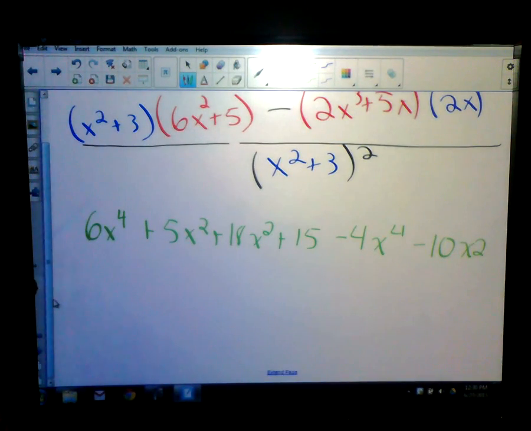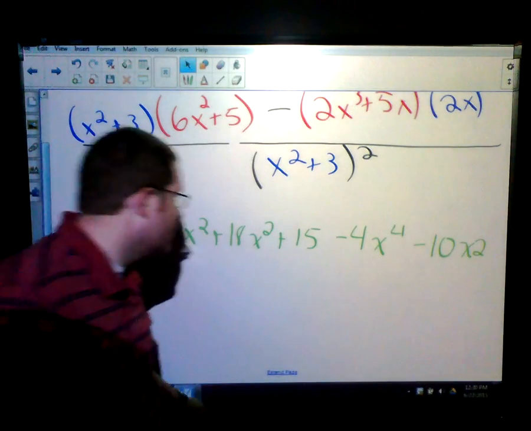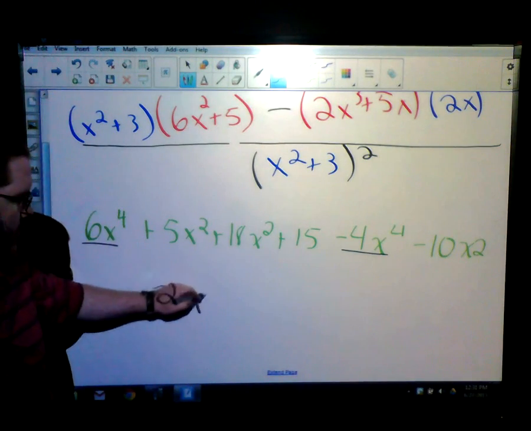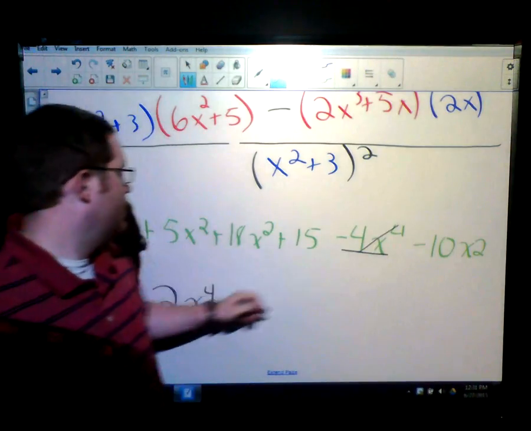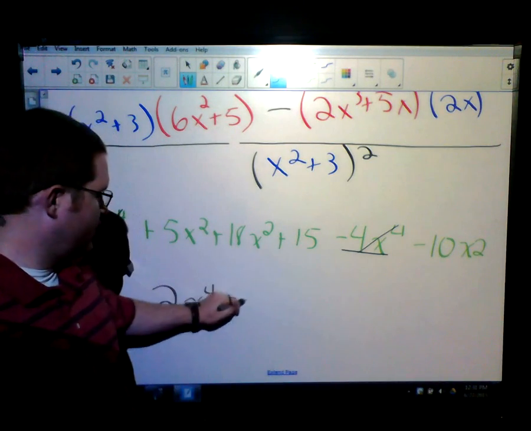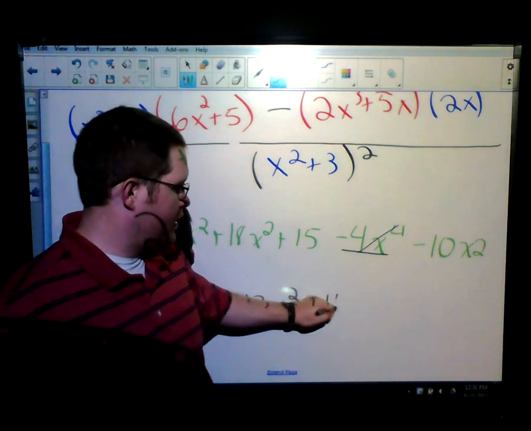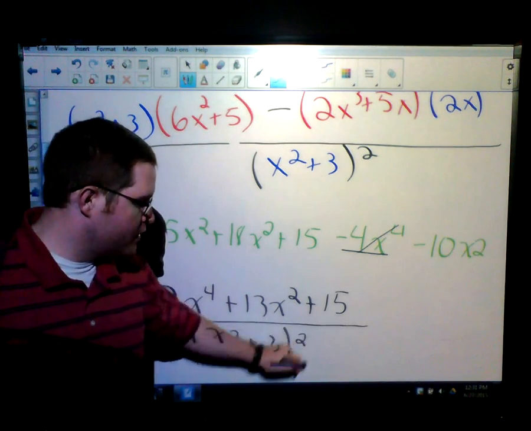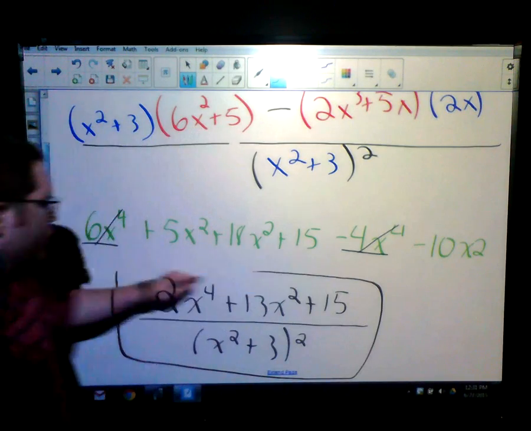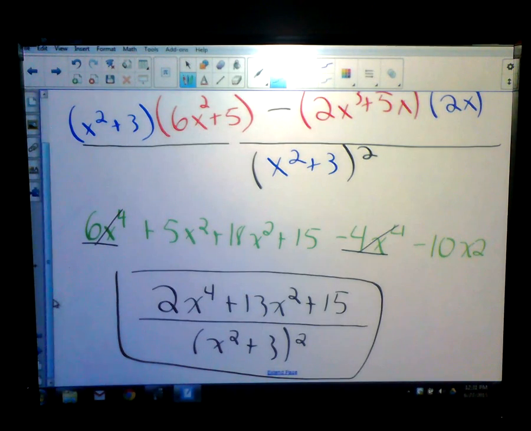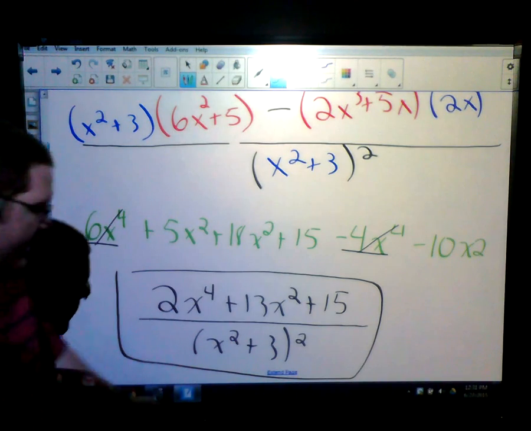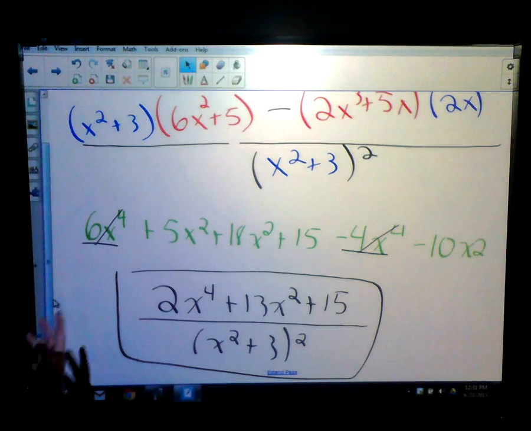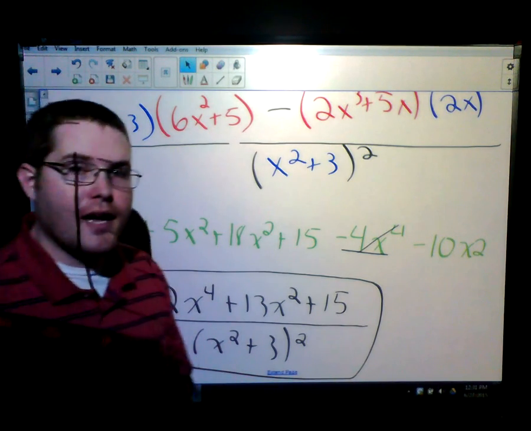We did this problem earlier, but it's going to have minuses with it now. So that is 2x to the fourth, and so on. 23 minus 10 is 13x squared plus 15, all over top of x squared plus 3 quantity squared. Quotient rule. Again, there's many more examples in the practice problems, in the homework, and in the notes in class. But I just want to give you a brief overview. That's product rule and that's quotient rule. Multiplying and dividing.